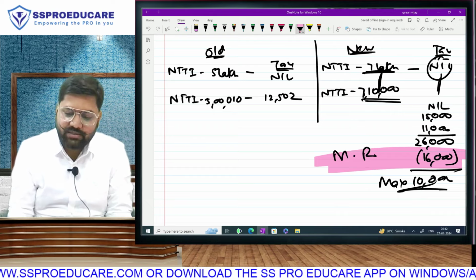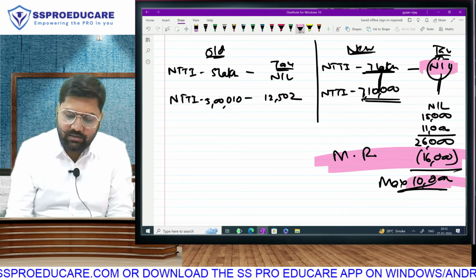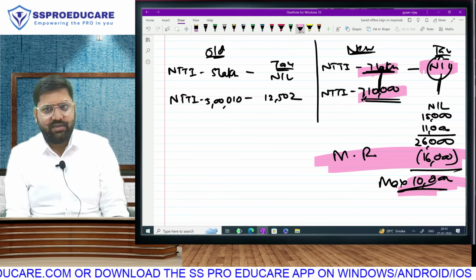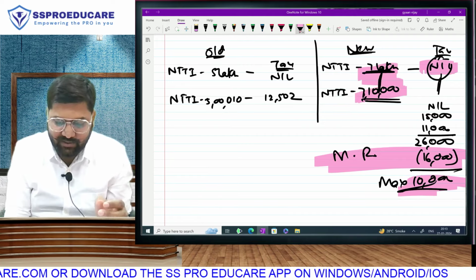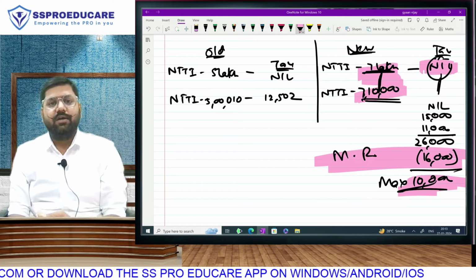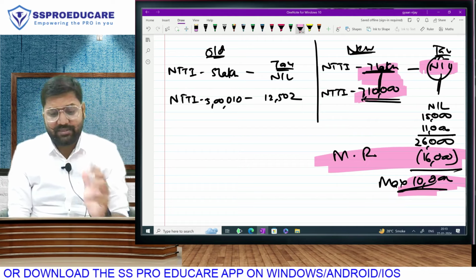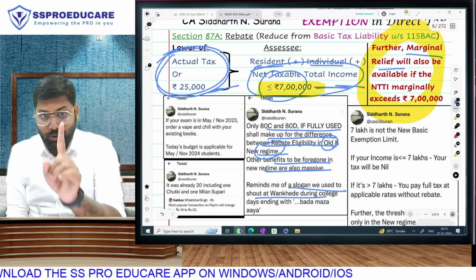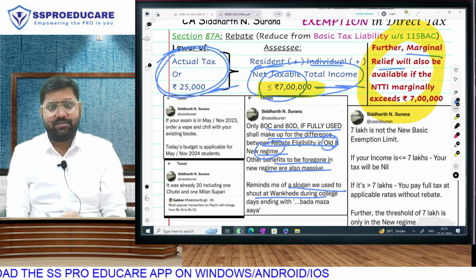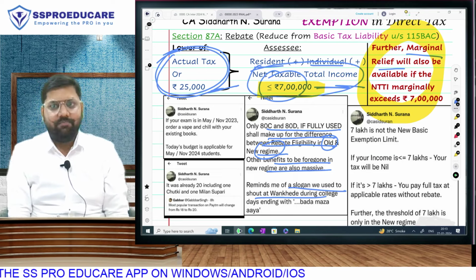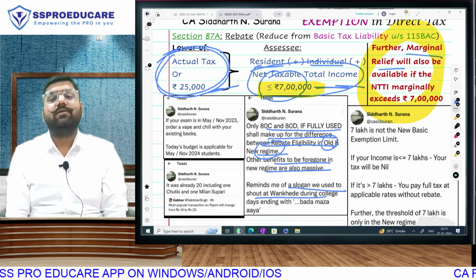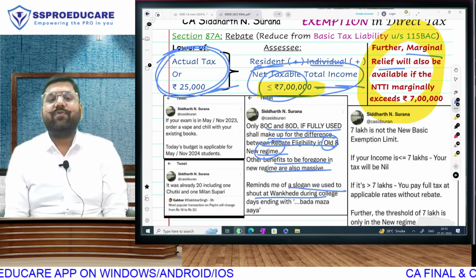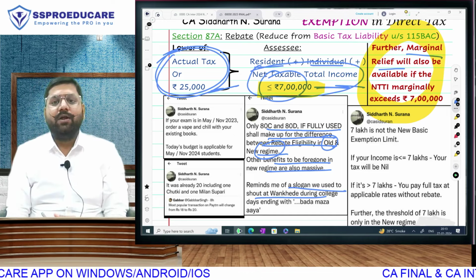The difference in tax between 0 and 10,000 cannot be more than the difference in income. If the income difference is only 10,000, then the tax difference cannot be 26,000. It can be maximum 10,000. So we are giving marginal relief also under rebate. In the old regime, you get marginal relief only under surcharge. But in the new regime, we are giving marginal relief also under rebate. We are enhancing the eligibility to 7 lakh. We are enhancing the rebate quantum to 25,000.